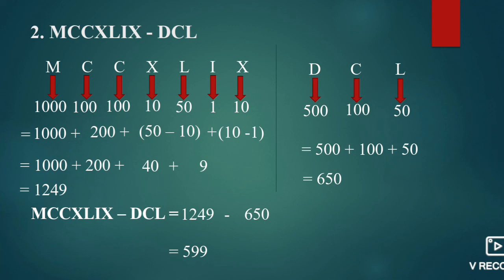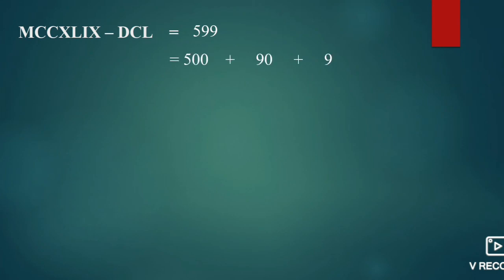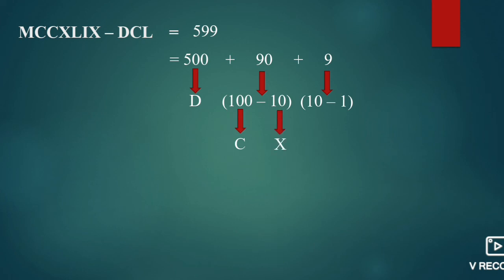Convert 599 into Roman numerals. 599 can be expanded as 500 plus 90 plus 9. In terms of Roman numerals, 500 can be written as D. 90 can be written as 100 minus 10 and 9 can be written as 10 minus 1. The Roman numeral for 100 is C. The Roman numeral for 10 is X. Again, the Roman numeral for 10 is X. The Roman numeral for 1 is I.